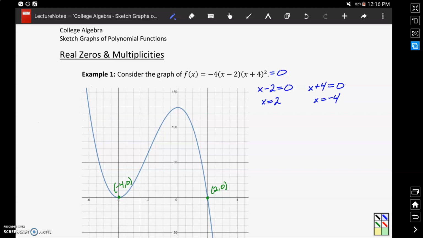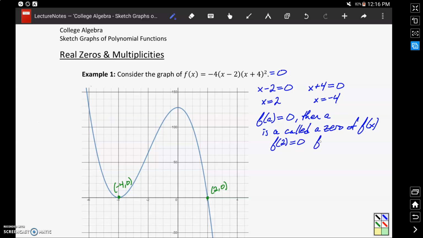That process for finding our x-intercepts then also identifies zeros of our function, since for any value a, if f of a is equal to 0, then that value for a is called a zero of that function. Or in this case, a zero of f of x. So what we've found, essentially, is that f of 2 would be equal to 0, and f of -4 would be equal to 0. So those two values represent our x-intercepts, and also two zeros for this function.